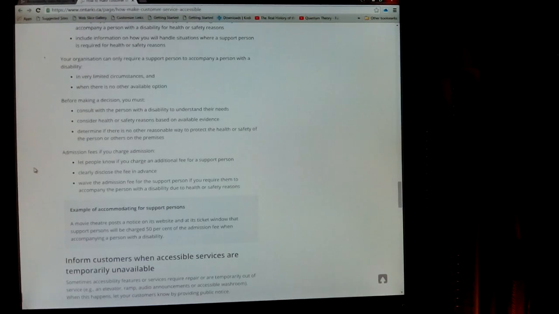Admission fees, if you charge admission. Let people know if you charge an additional fee for a support person. Clearly disclose the fee in advance. Waive the admission fee for the support person if you require them to accompany the person with a disability due to health or safety reasons.